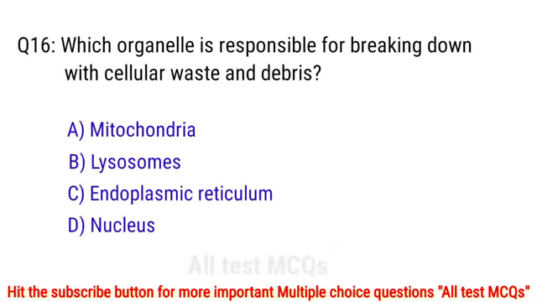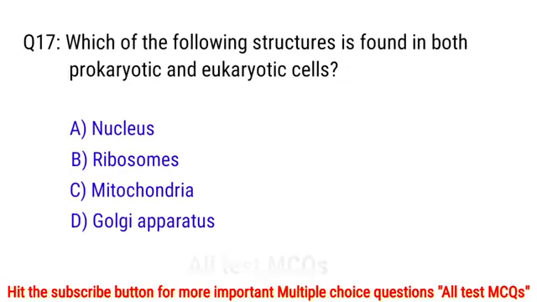Question number 16. Which organelle is responsible for breaking down cellular waste and debris? The right answer is option B, lysosomes. Question number 17. Which of the following structures is found in both prokaryotic and eukaryotic cells? The right answer is option B, ribosomes.